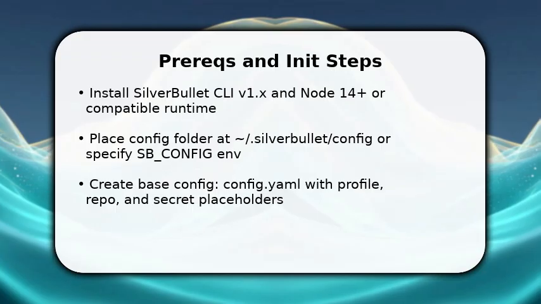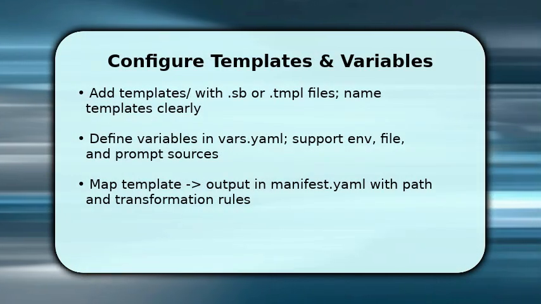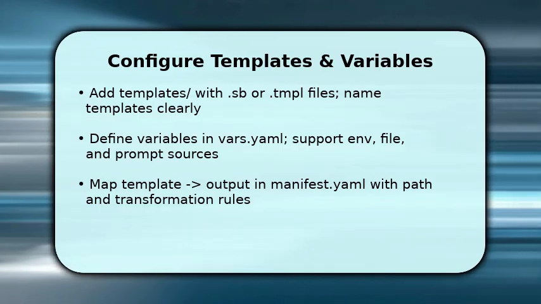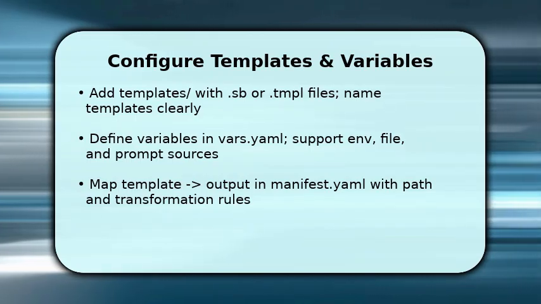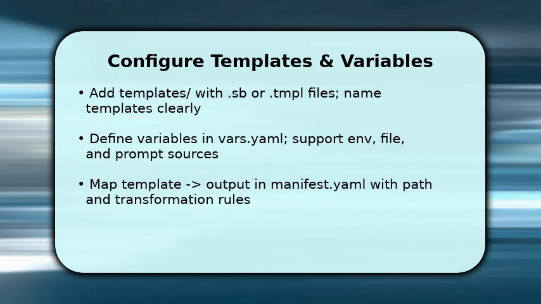Once the base config exists, you add your templates and variable sources. You should place templates in templates/ and use familiar extensions like SB or TMPL, then list them in manifest.YAML to map input to output paths. Define vars.YAML with environment, file, or prompt-backed values. You do this so templates can render deterministically.